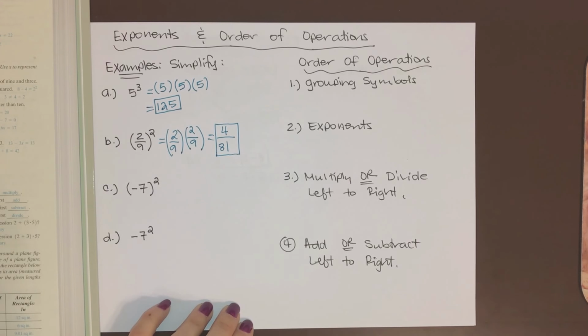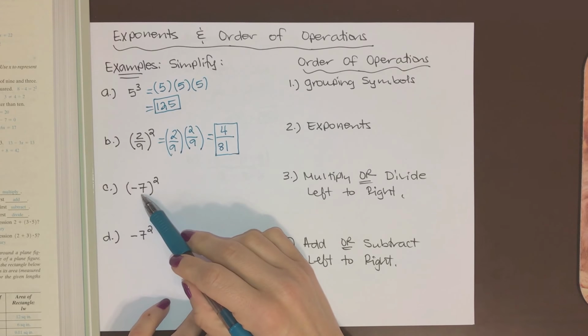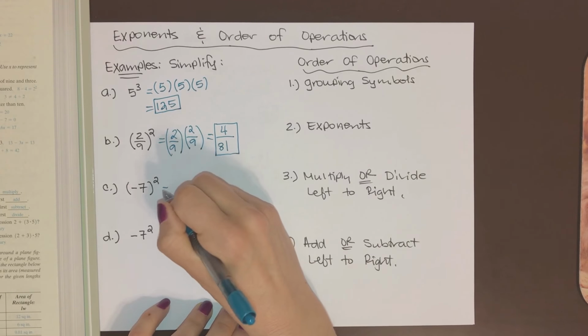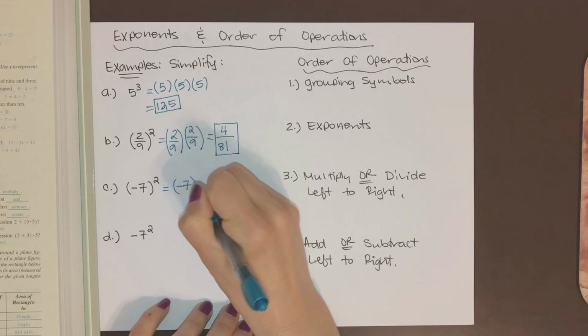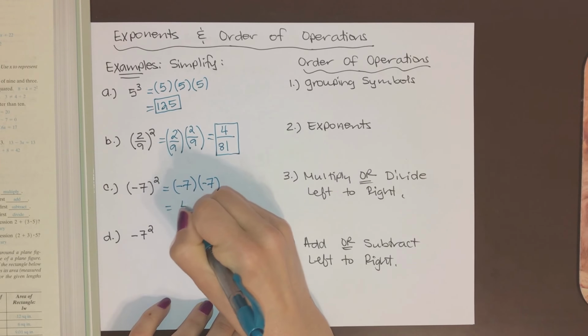We can have a negative number as our base. Since this is in parentheses, we have to write -7 2 times. And when we multiply, we get +49.